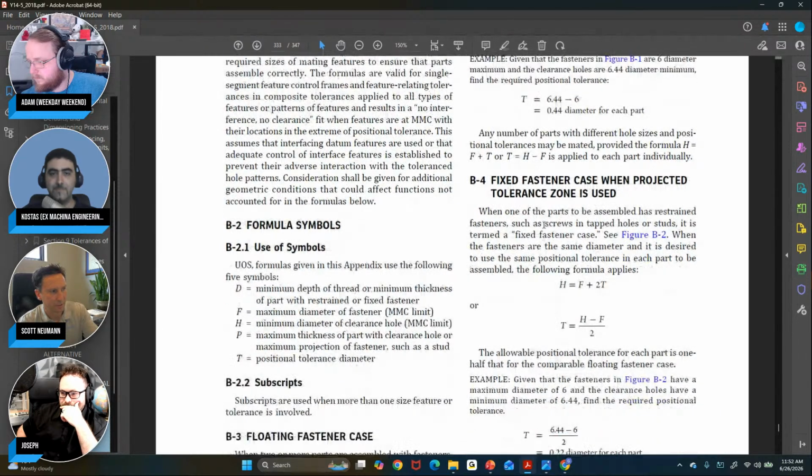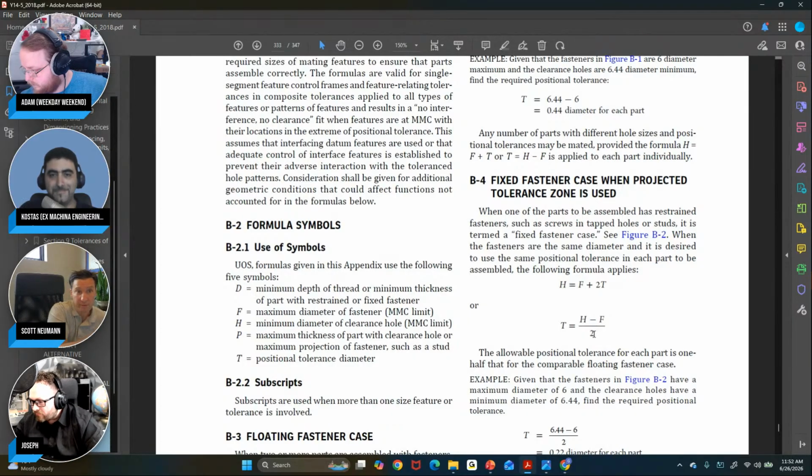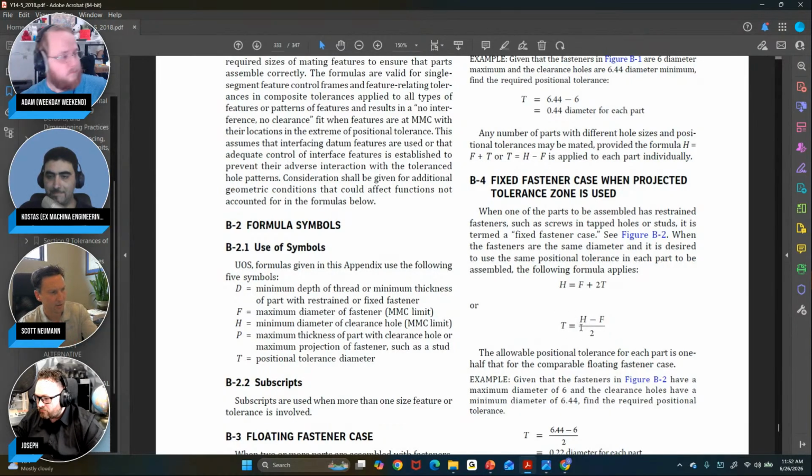Now, this is the fixed fastener case when the projected tolerance zone is used. So when you use the projected tolerance zone, it's a very easy formula. The tolerance is equal to H minus F divided by 2. Now, they're doing a 50-50 split. So notice, divide by 2. So 50% goes to the hole, 50% goes to the threaded hole. I do it as a 60-40, so you can really split it any way you like. But look how easy that formula is. It's just the tolerance equals H minus F and split it.